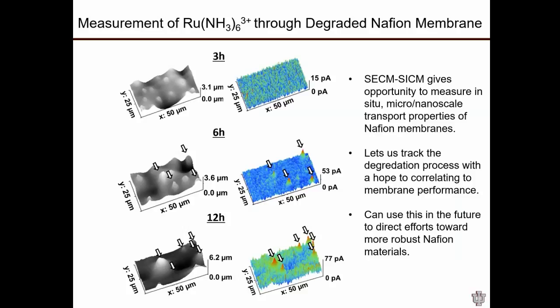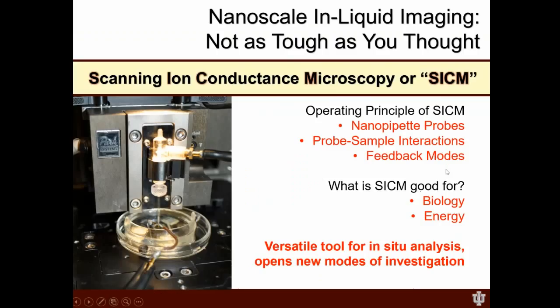So today, I think that's everything that I wanted to cover, and I'm about out of time. So hopefully, we talked about these operating principles of SICM. I gave you a taste of what SICM is good for in biology and an energy application, and really SICM in general provides us with a very versatile tool then for in situ analysis, and it opens us up to new modes of investigation that are difficult to perform in any other method. So it's a very good complementary technique or primary characterization technique for a number of systems in biology and energy applications.